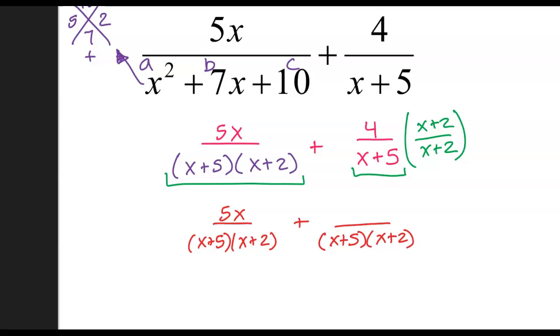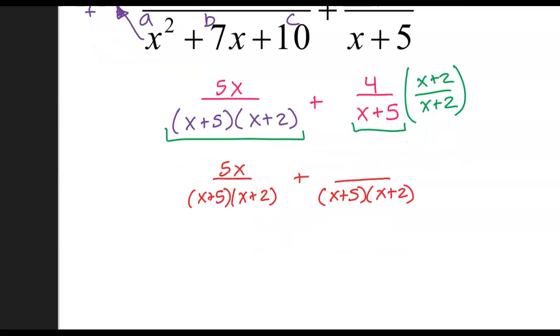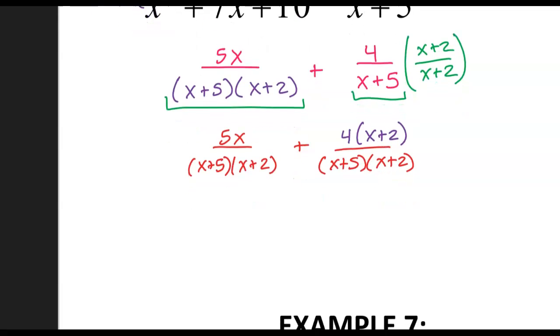What do you think we're going to have to do to this numerator? Can I, right now, add the numerators? No. What do you have to do? Yes, and how do we do that? Yes, distribute the 4 in. 4 times x is 4x, and 4 times 2 is 8.